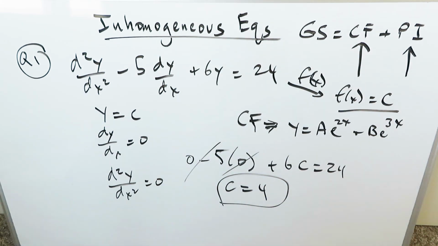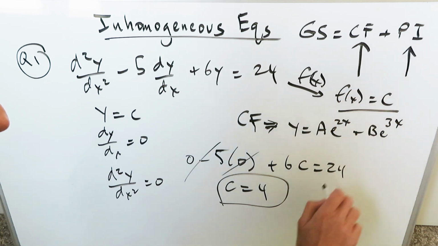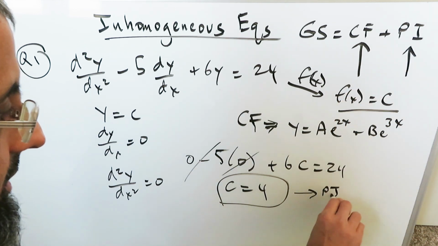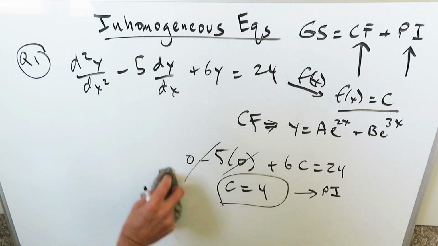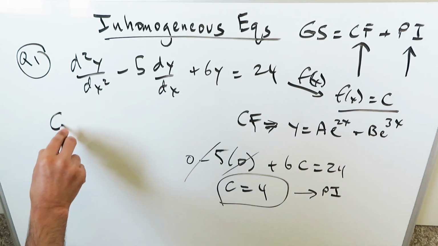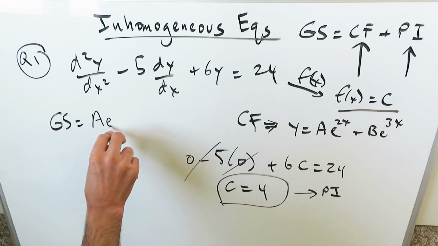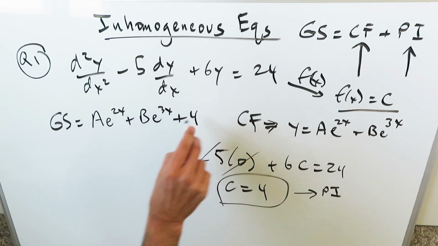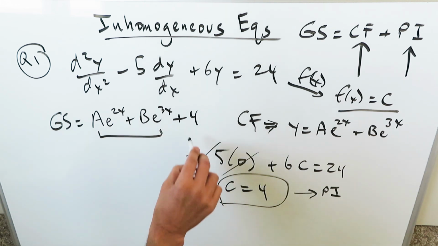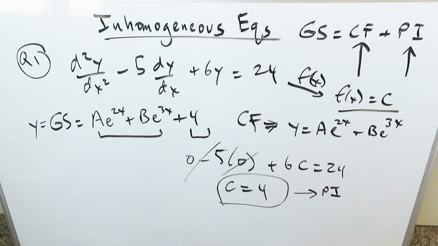Now, how do I marry it in? Well, here it is. General solution is equal to a complementary function plus your particular integral. This right here is my particular integral, and we have it. I'm going to write our solution to this second order inhomogeneous differential equation. My general solution is going to be this: a e to the power of 2x plus b e to the power of 3x plus 4. Here's my complementary function part, here's my particular integral part, and you can write all of this is equal to y. And you're done.